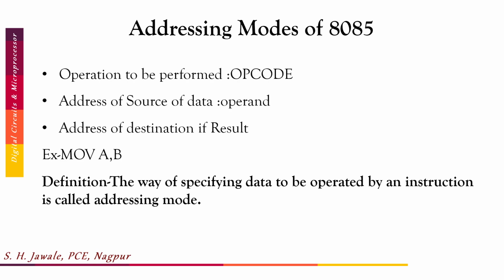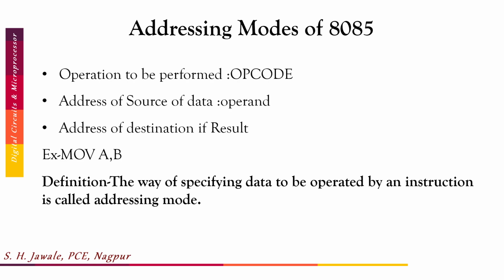For example, MOV A, B. In this, the MPU transfers the data between two registers. How does the MPU know the position of these operands? The method of identifying the operand position by the instruction format is called addressing mode.